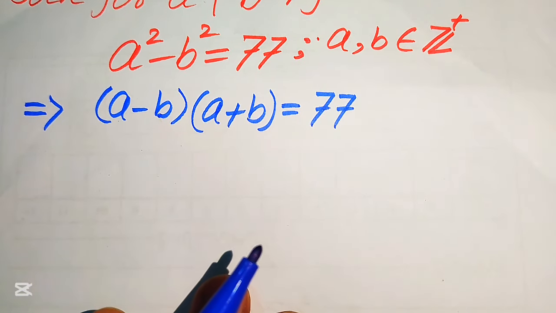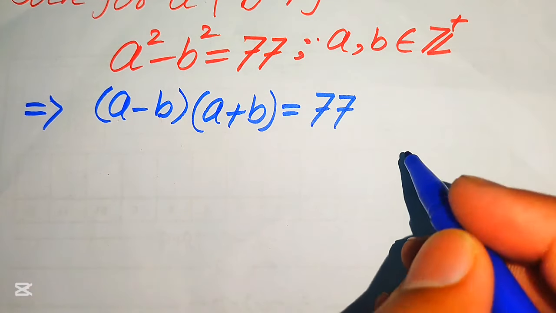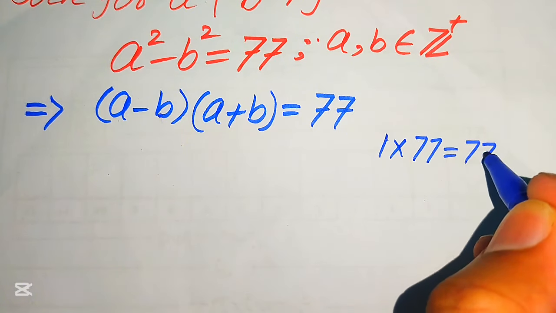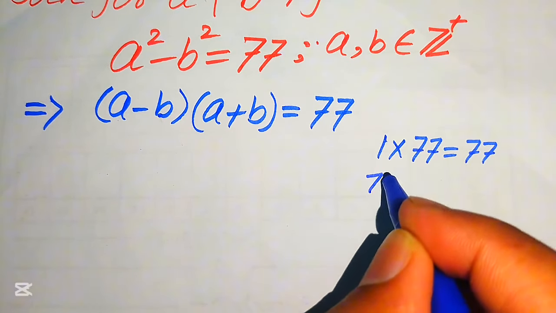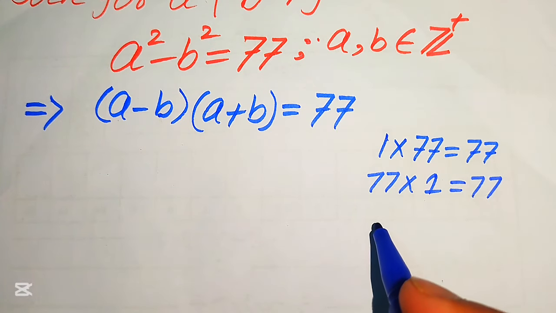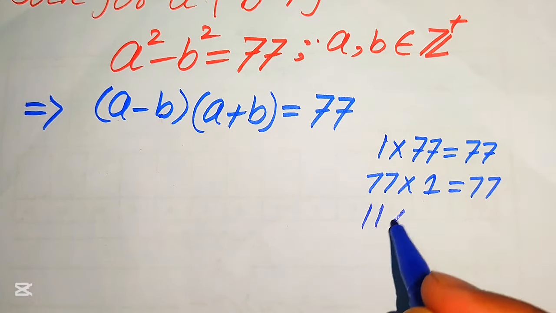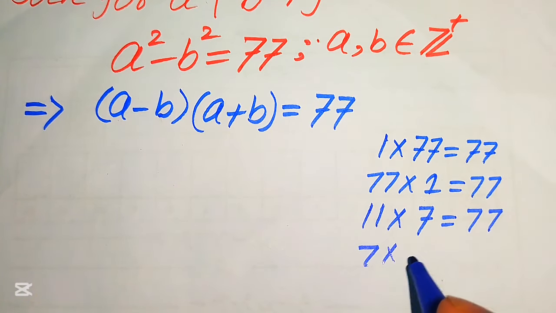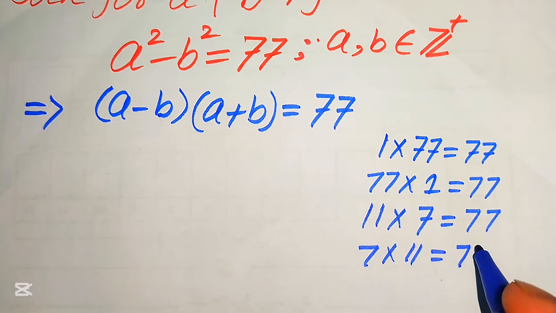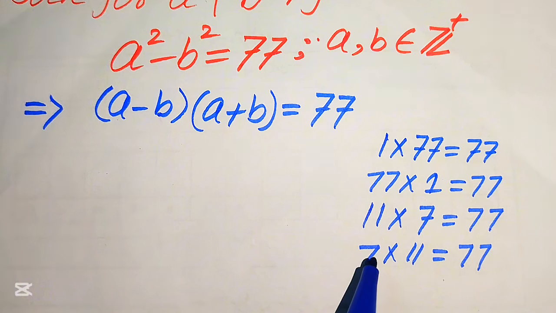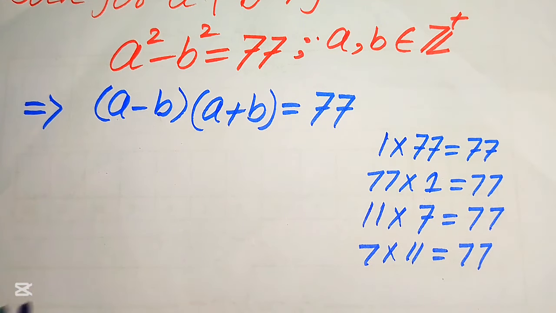Here we have some possibilities in which the product of two numbers is 77. When you multiply 1 by 77 it equals 77, and when we multiply 77 by 1 we again get 77, and after that we have 11 times 7 becomes 77, and 7 times 11 also becomes 77. So we have these four possibilities in which the product of two positive integers becomes 77.